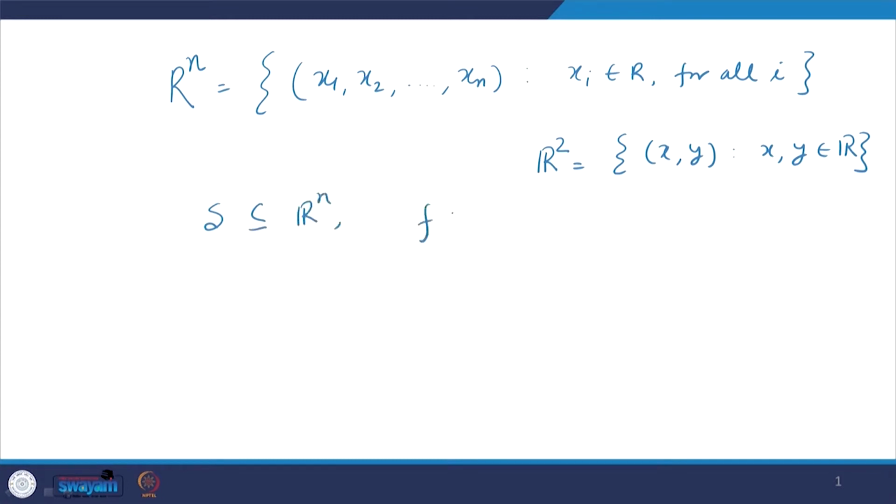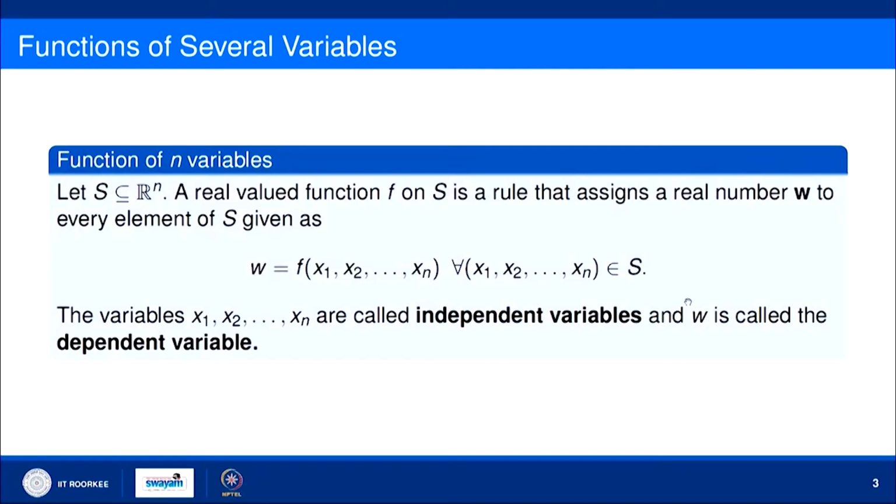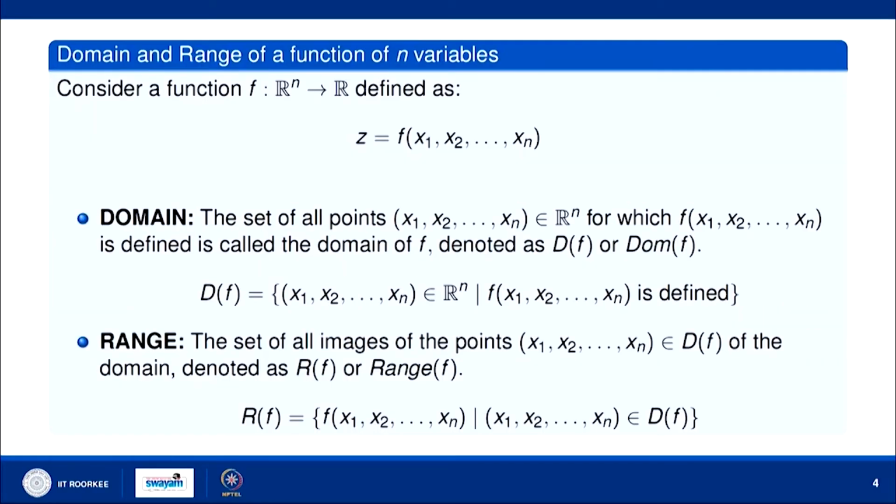If we take S, a subset of Rn, and we define a function f from S to R, in this way, suppose w equals f of x1, x2 up to xn, then this function is called a function of several variables or a function of n variables. Here x1, x2 up to xn are called independent variables and w is called the dependent variable. We have already seen a function of a single variable. In the same way, we are extending the function of a single variable to functions of n variables.